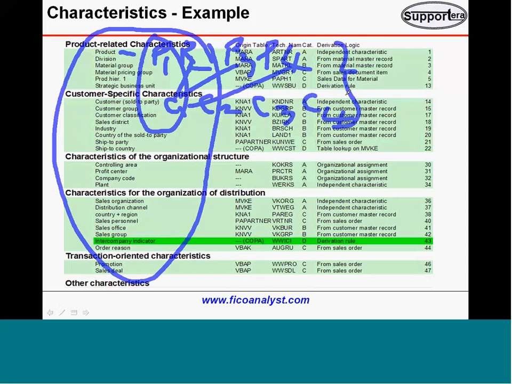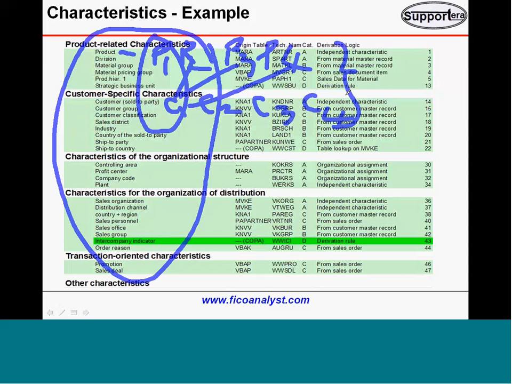So another important thing is none of these characteristics are defined in the COPA module. Okay, so is it not interesting? All these are defined somewhere else, but you will use them in COPA.